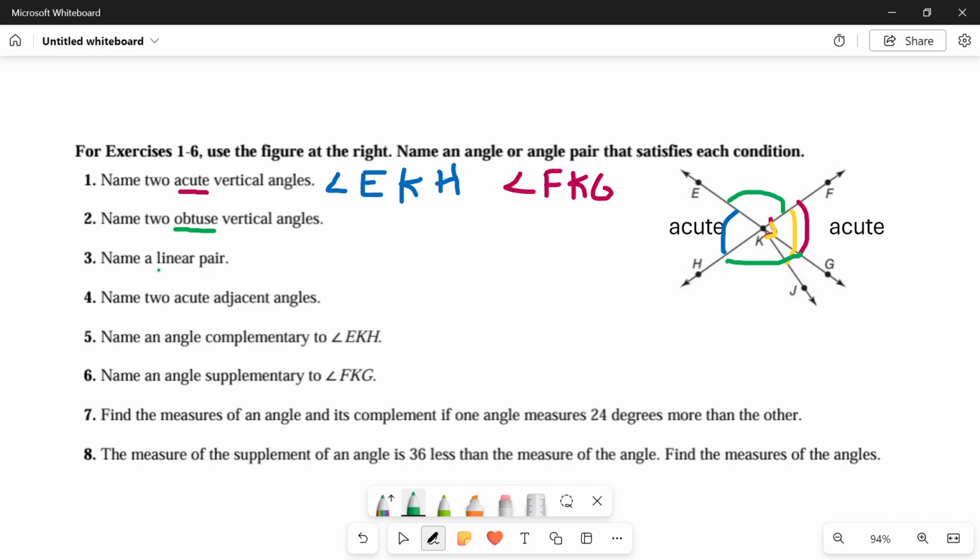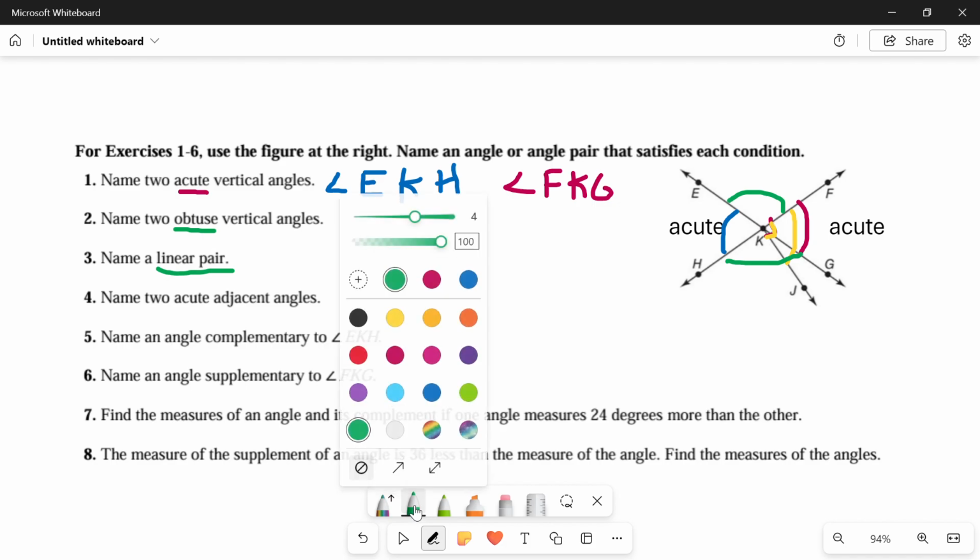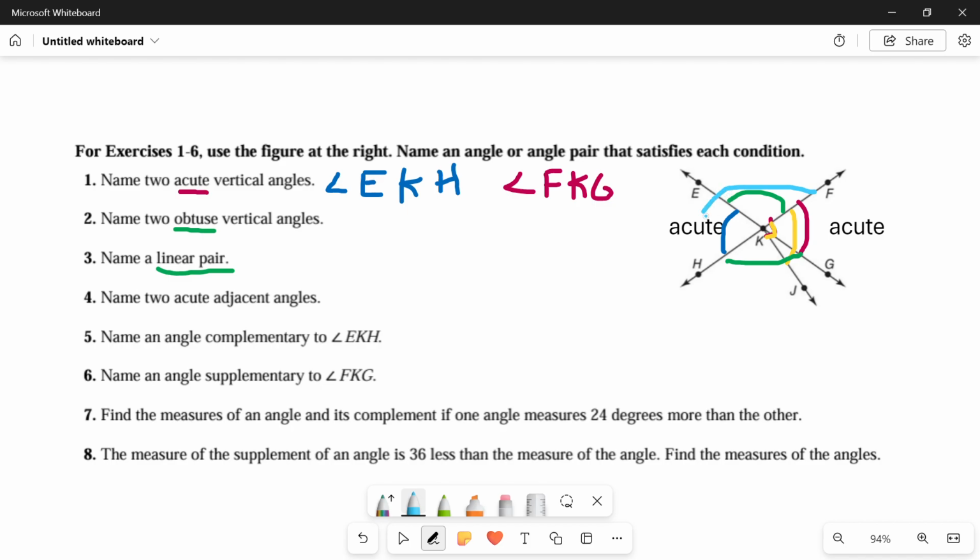A linear pair, that would be two angles that are next to each other. Well, and that form a line. They are adjacent angles that together form a line. So EKH and EKF together form a line. So we call them two adjacent angles whose non-adjacent sides form a line. That's a linear pair. And then two acute adjacent angles, well, that would be FKG and GKJ. They are acute and adjacent.